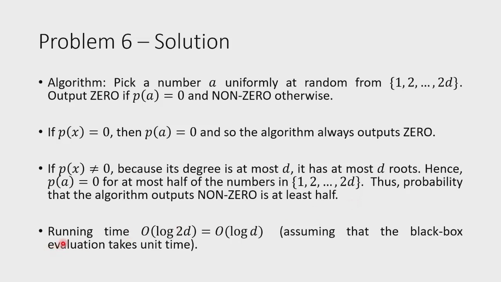And what's the running time? The running time is exactly the amount of time it takes you to pick a number from this set. One way to do it is the following: write down the binary expansion and pick every bit independently at random. For 2d, the number of bits required to write its binary expansion is the ceiling of log 2d. So that's order log 2d, which is order log d. So the running time is order log d, assuming that the black box evaluation takes unit time. The running time is order log d plus whatever time the black box requires.